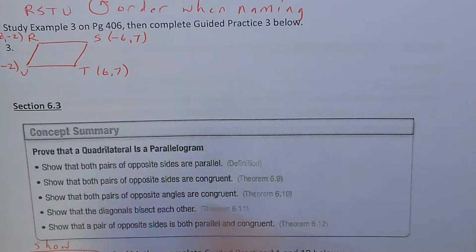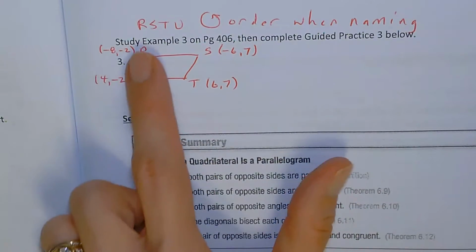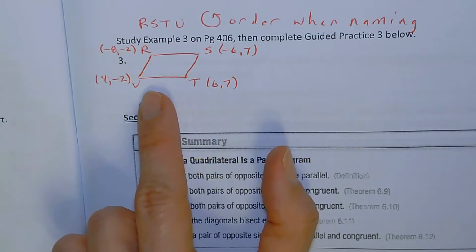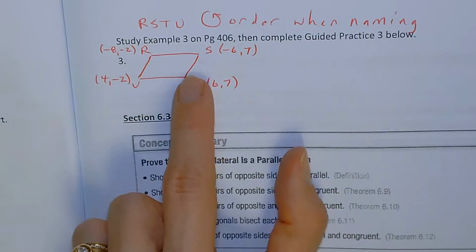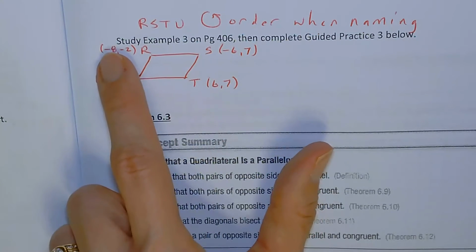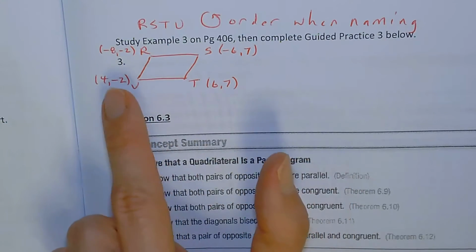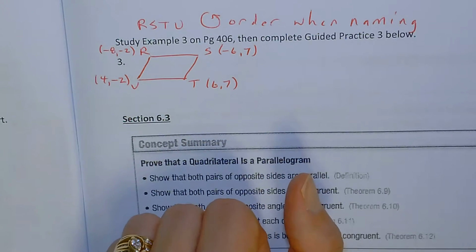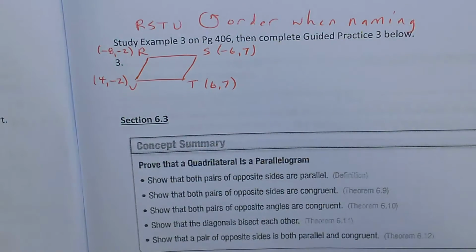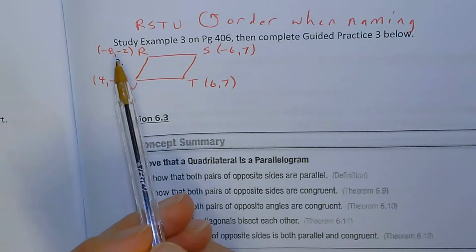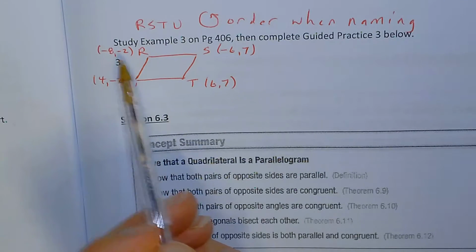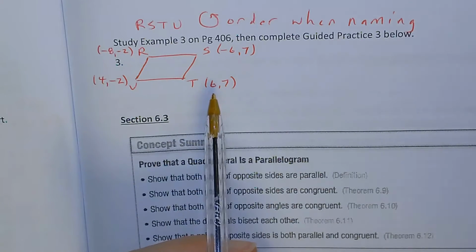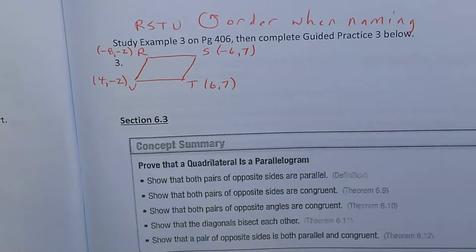Okay, so they gave us 4 coordinates, and what I did is I took RSTU and I put this in a circular order on my paper. So go ahead and write out this parallelogram, and then notice that I put my ordered pairs in a circular order, RSTU. Don't jump and don't go diagonally when you're naming your parallelogram. Okay, here are the ordered pairs. R is -8, -2. S is -6, 7. T is 6, 7. And V is 4, -2.